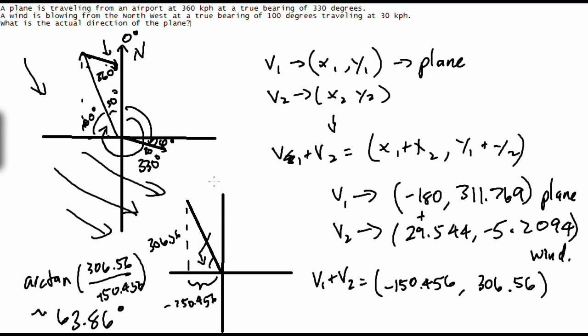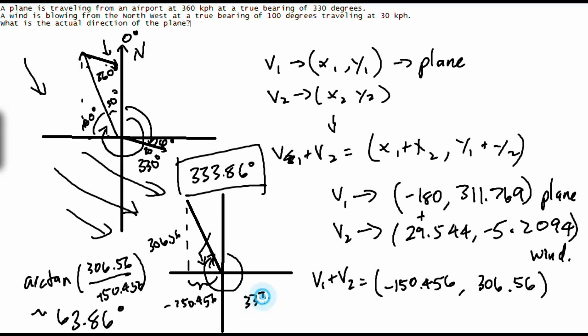That's what this is. You have to convert it to true bearing. So if that's 63.86 degrees, you have to add on 270 to it. So that would be just 333.86 degrees if you add on 270. So that's what this is. True bearing. So yeah, we just solved the problem.